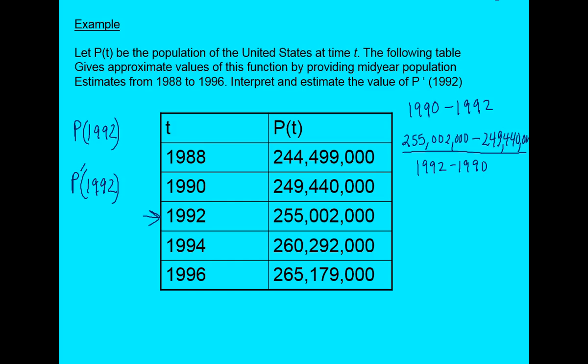That would give us 5,562,000 divided by 2, which is 2,781,000.